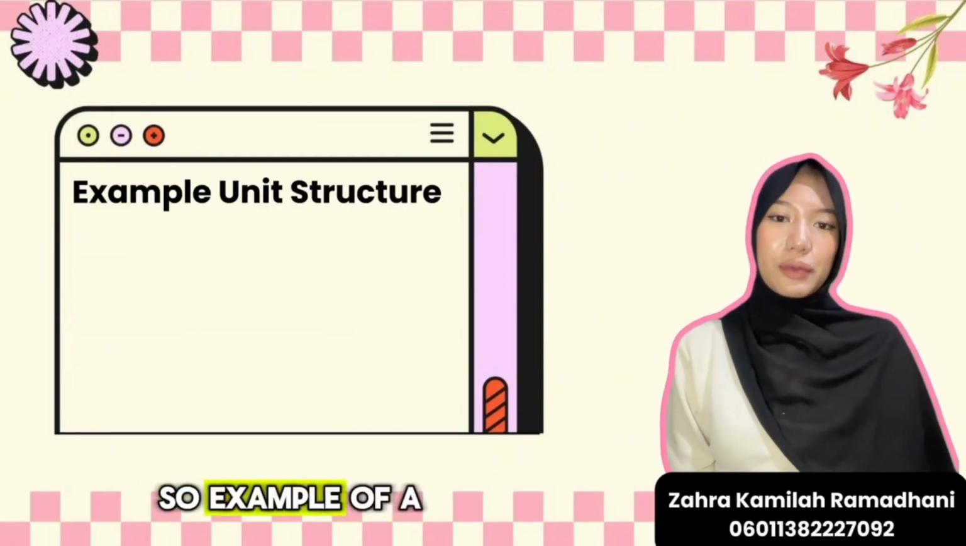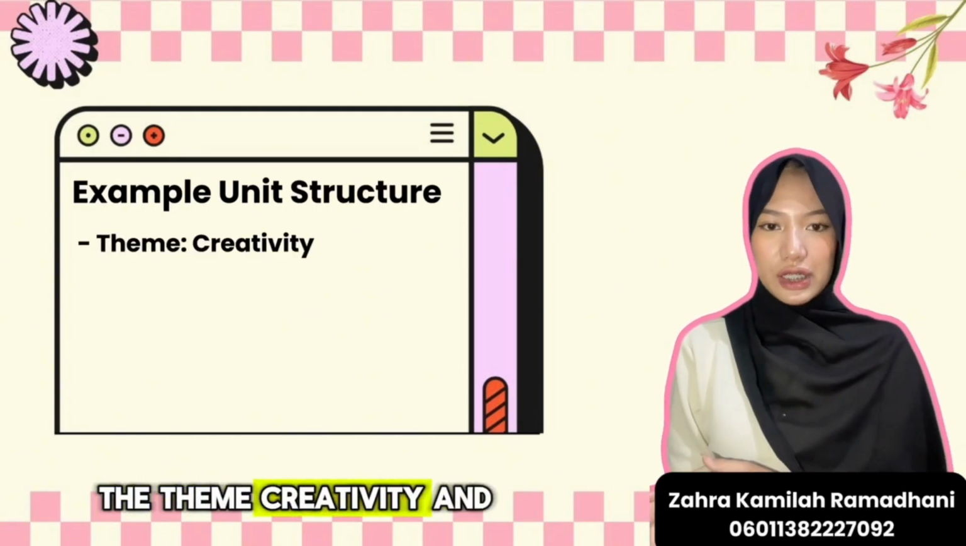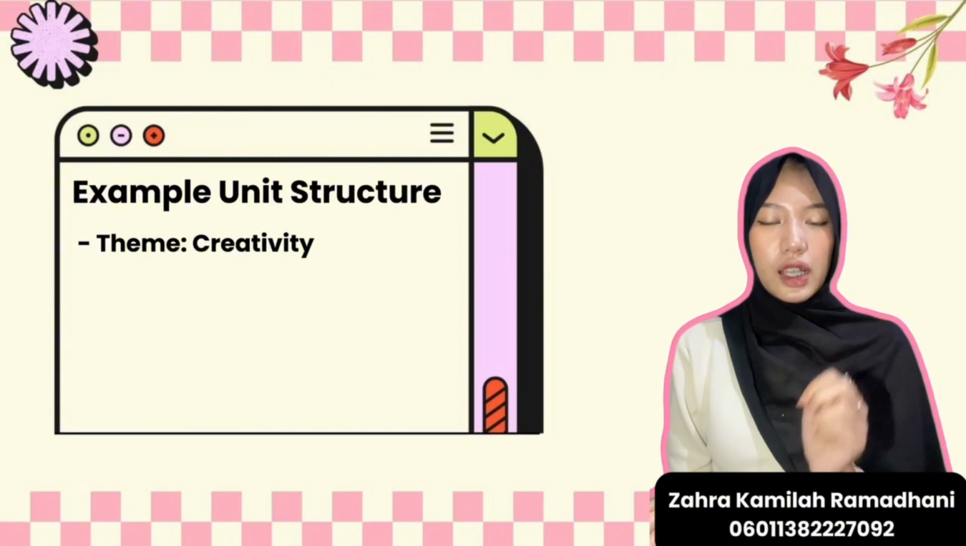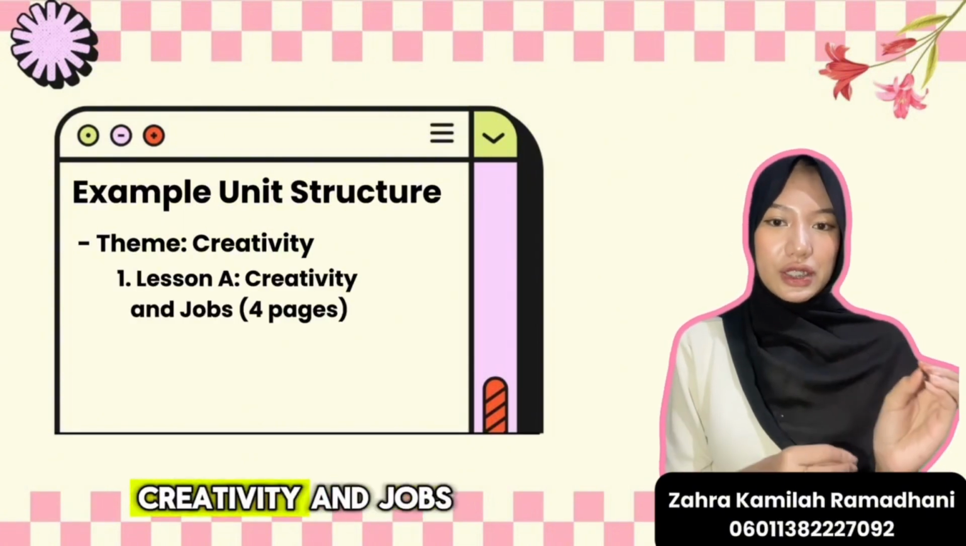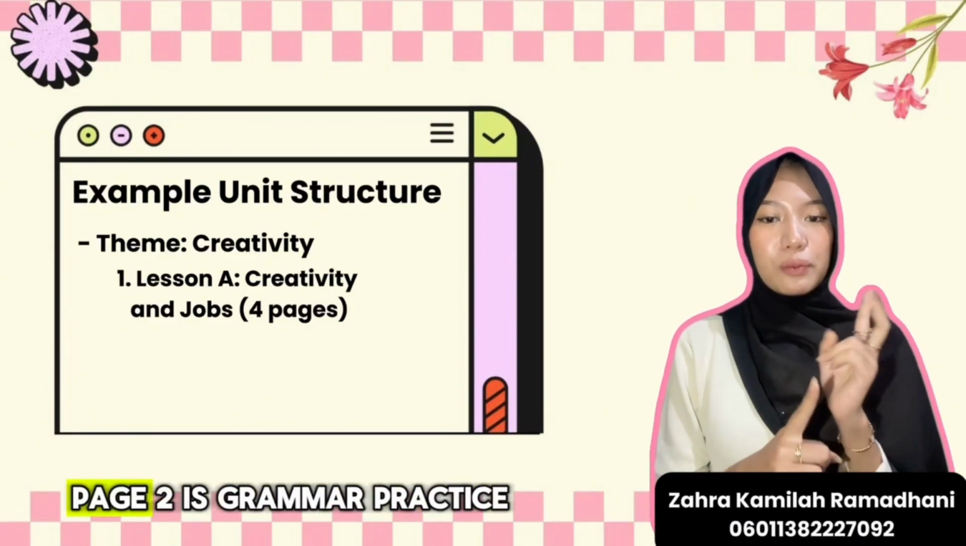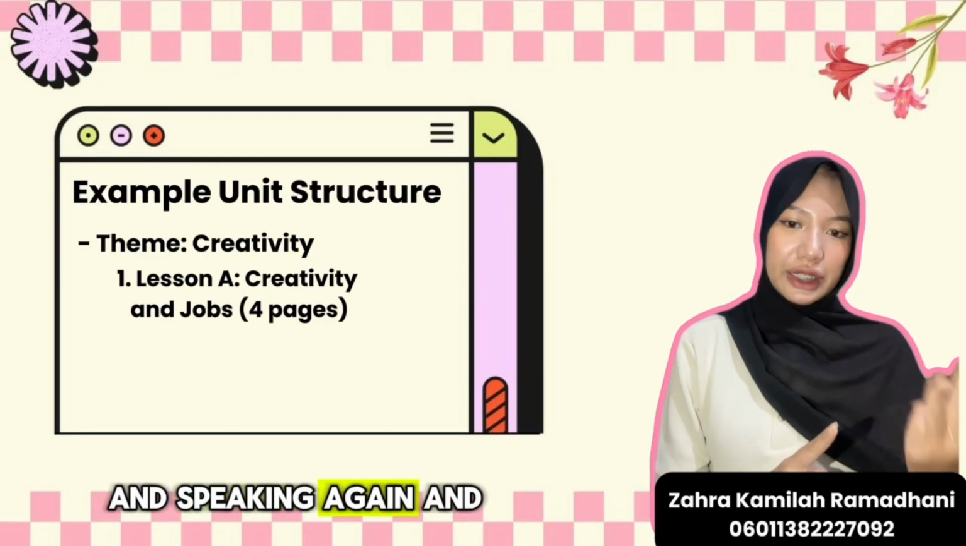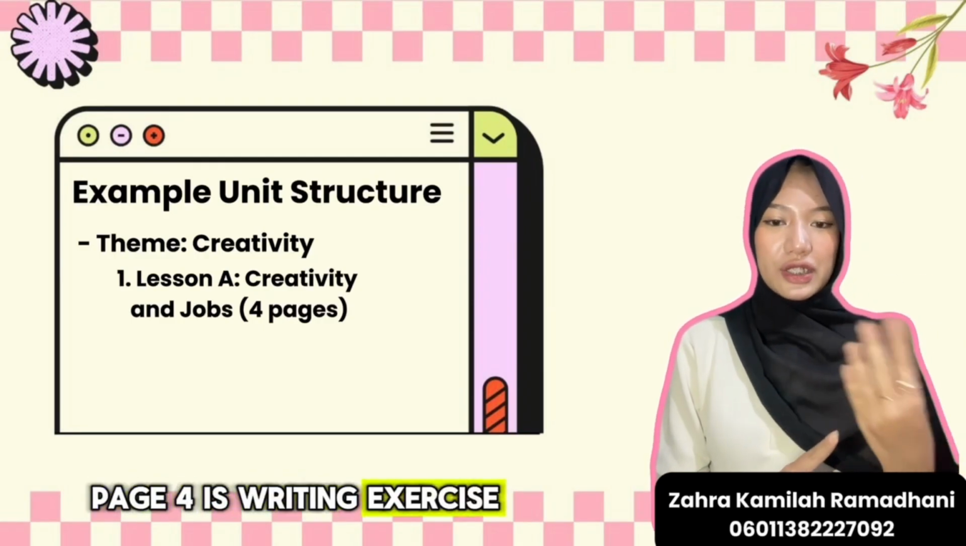So, an example of a unit structure. Let's say we have the theme creativity, and it has 2 lessons. Lesson A is about creativity and jobs, where page 1 is listening and speaking, page 2 is grammar practice, page 3 is listening and speaking again, and page 4 is a writing exercise.